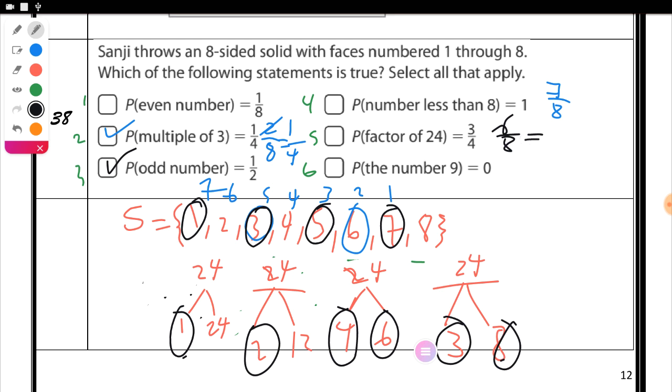But he asked for 3 over 4. Okay, simplify. Divided by 2, it will be 3 over 4. So which is right, so we will check it. Last one, probability of number 9. I don't have any 9. So it's 0 over 8, which equals 0. It's right. I hope you understand it well. Next.